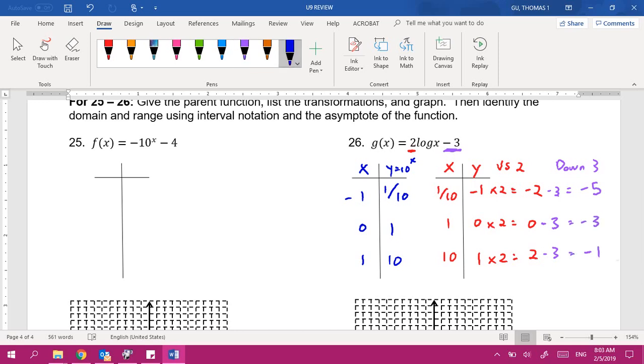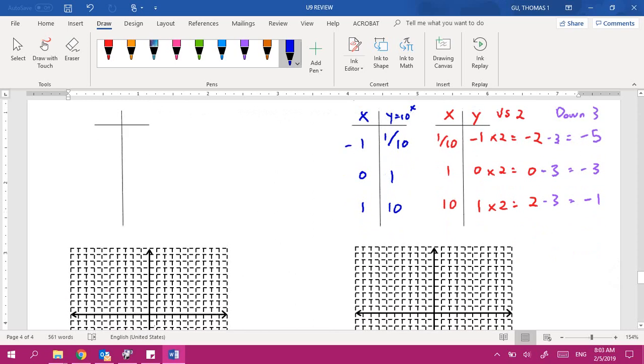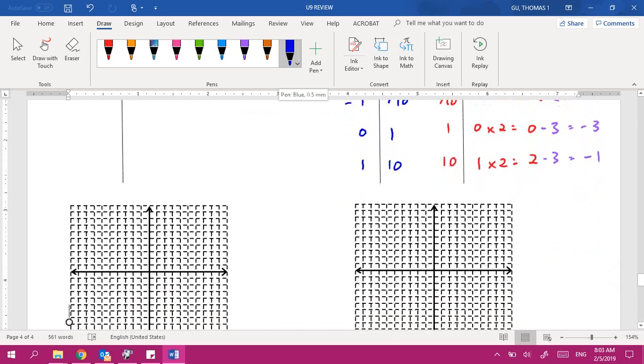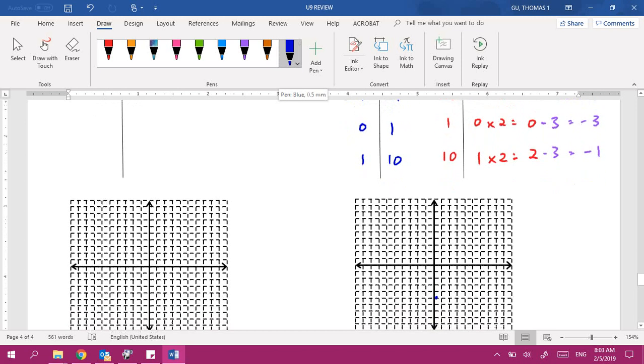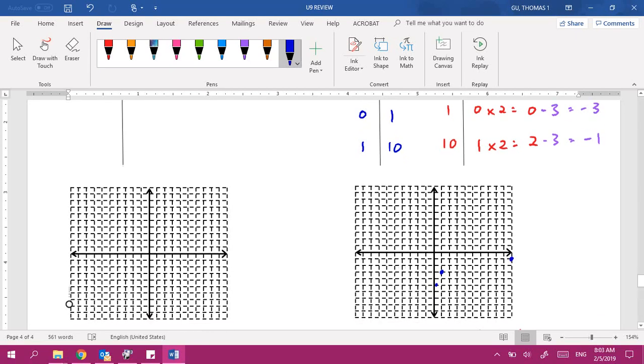We got 1/10, -5. So that's like 1, 2, 3, 4, 5. Pretty much right on, very close to the line. We got 1, -3. And 10, -1. All right, so your graph, once you connect the points, should look like this.